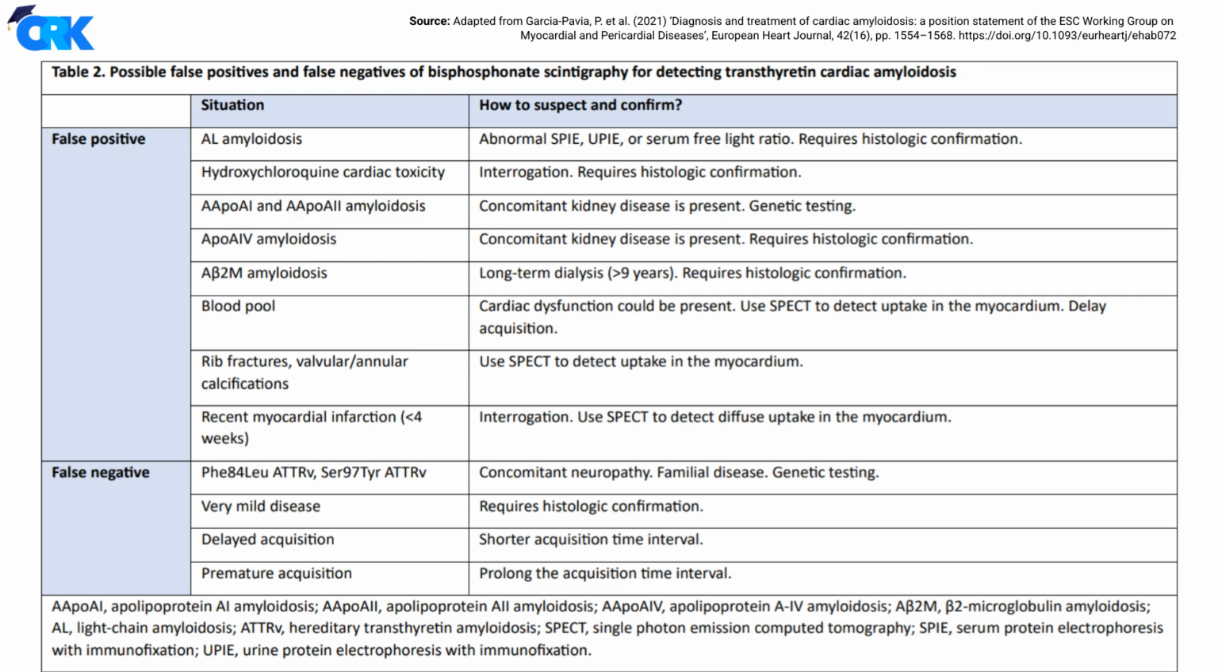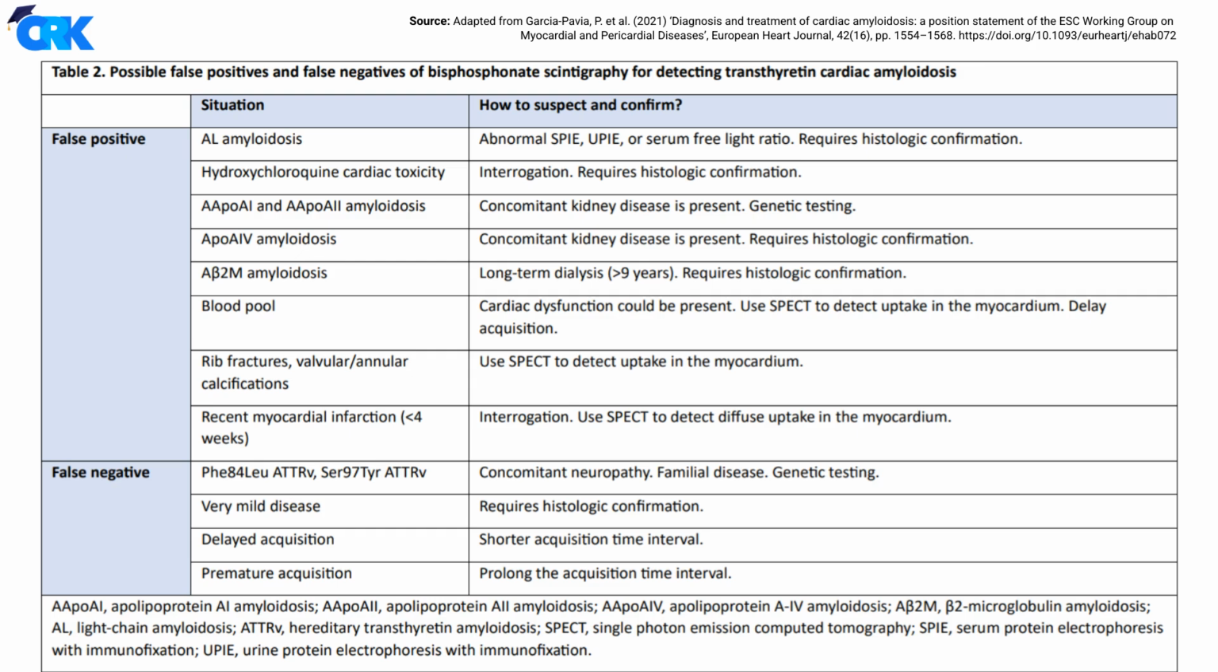However, there's an important caveat. Scintigraphy should always be performed with single photon emission computed tomography, or SPECT. This is necessary to verify that the radiotracer uptake is localized to the myocardium and not simply pooled in the cardiac chambers, which could lead to a false positive. Even with SPECT, rare conditions can mimic cardiac uptake and produce misleading results. That's why awareness of potential false positives and false negatives is critical during interpretation.